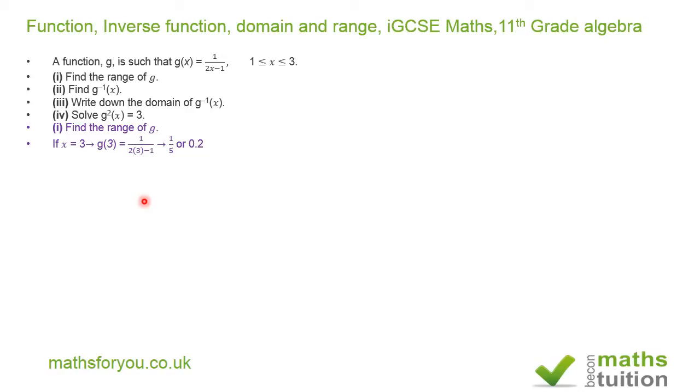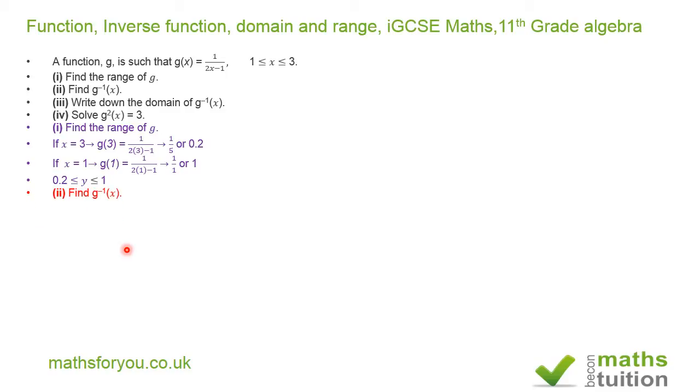So, if x is 3, g of 3 then becomes 1 over 2 times 3 minus 1. Now, 2 times 3 is 6, 6 minus 1 is 5. So, 1 over 5 will give the same as 0.2. Similarly, if x is equal to 1, g of 1 is equal to 1 over 2 times 1 minus 1. And 2 times 1 is 2, 2 minus 1 is 1. So g of 1 is now the same as 1 there. So the range of g then becomes y is greater than or equal to 0.2, but less than or equal to 1.